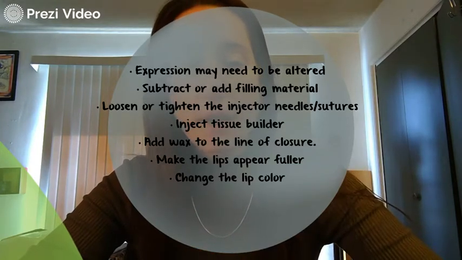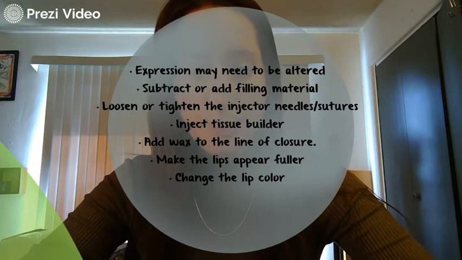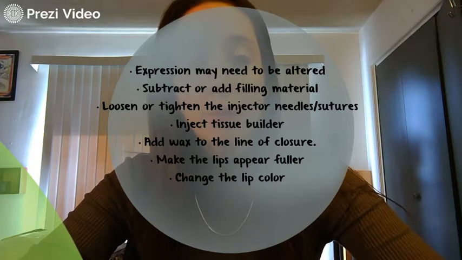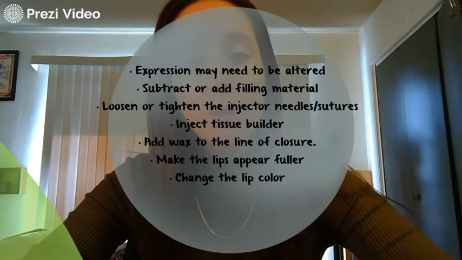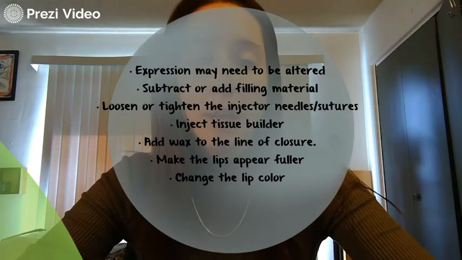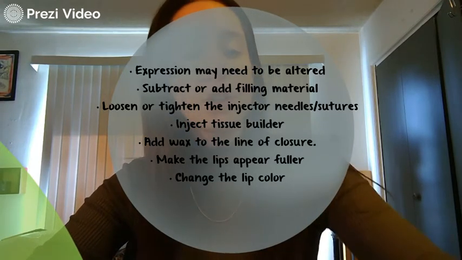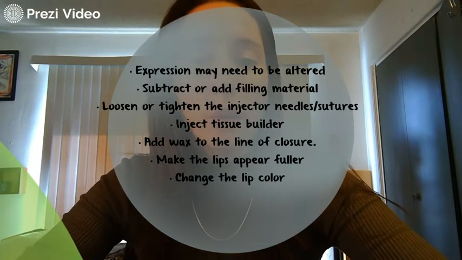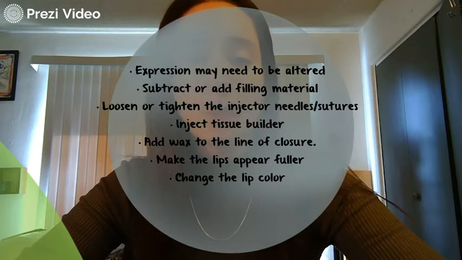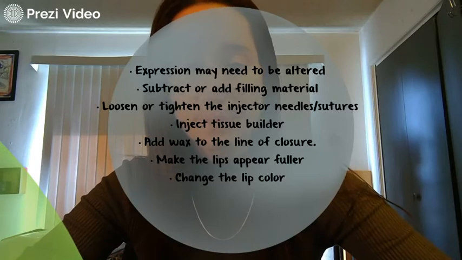You can also add wax to the line of closure of the mouth to change the expression slightly. You can make the lips appear fuller with wax. Or it may be as simple as even just changing the lip color. You could use lip color on men and women, they just have to look natural. Sometimes the lips have changed colors to a dark brown, which is unnatural, and changing the lip color to a lighter pink, more natural shade could do the trick.